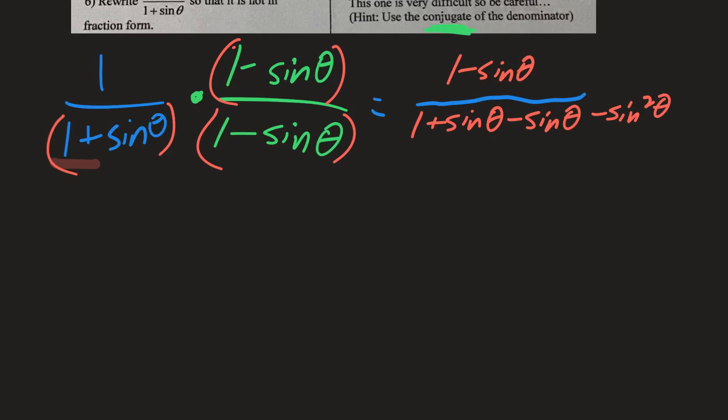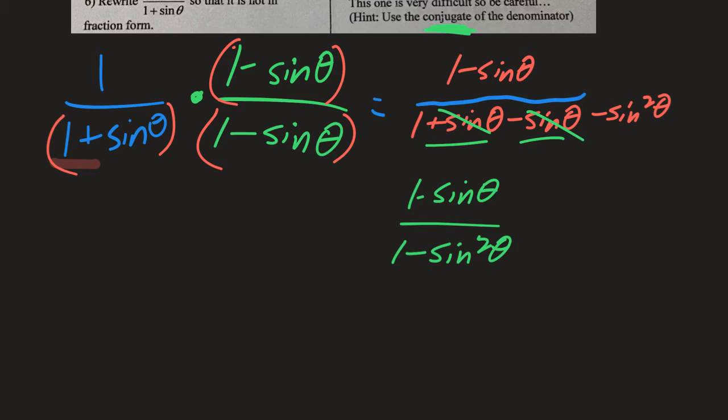So let's continue to try and break this down further. I'm going to start by seeing that these two middle pieces, the plus sine and minus sine, are going to cancel each other out. So now I've got 1 minus sine theta over 1 minus sine squared theta. Interesting. Now, good news, we've gotten somewhere, right? We've gotten a simpler looking fraction, but it hasn't gotten out of being a fraction, and I want this to not be a fraction. So what can I do from here?